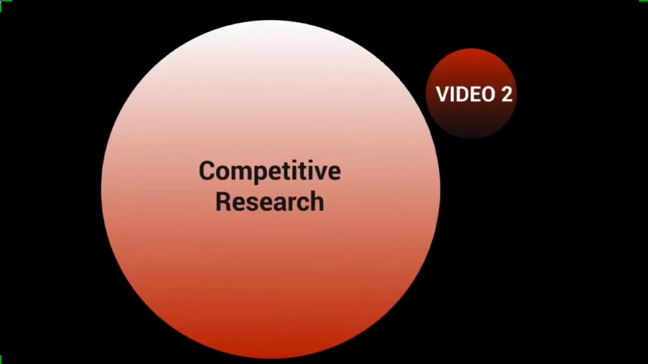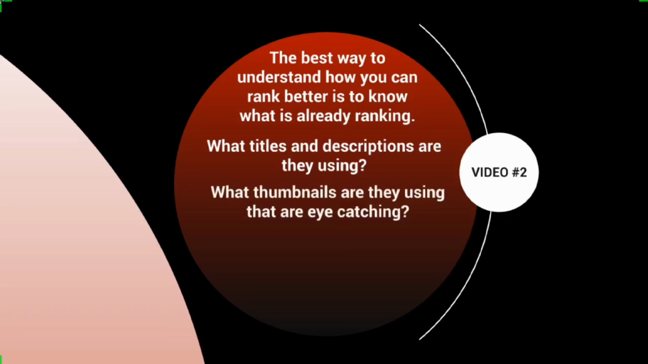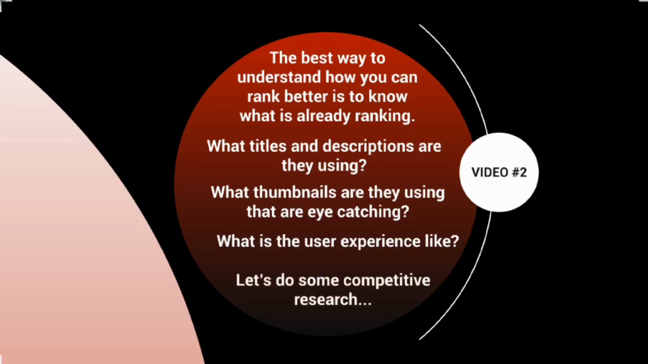Let's talk about competitive research. You see, the best way to understand how you can rank better is to know what is already ranking in your niche or your market. So what we want to do here is analyze the videos that are on the top. And I want you to specifically look at what titles, what descriptions are they using, and what thumbnails are they using that are eye-catching. And what is the user experience like when you click through those videos? So let's go ahead and do some competitive research.